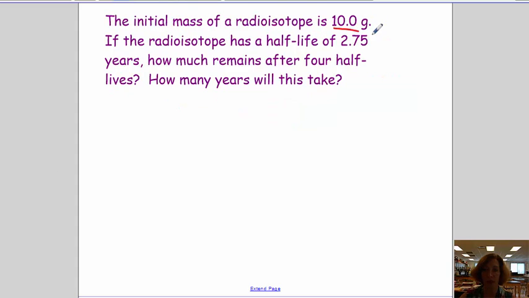Now, on another type of problem, we start with 10 grams and have a half-life of 2.75 years. Now I keep using years. It can be minutes or seconds, and that's okay. So how much remains after 4 half-lives? And then how many years will this take? So we've got to go 4 half-lives.